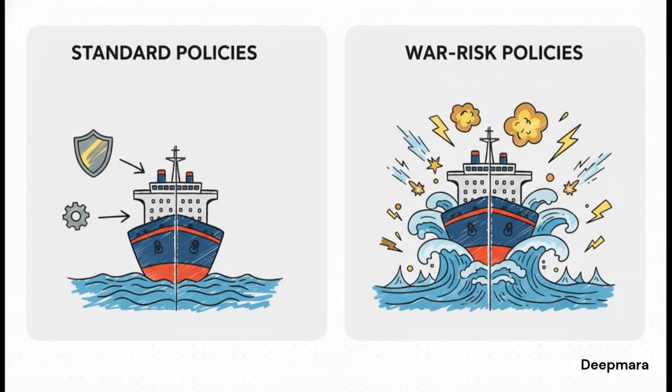And this is really the key point. Your standard policies that cover a vessel's physical structure, so its hull and machinery, and its third-party liabilities, well, they simply don't cover acts of war. And that distinction is what creates the need for a completely separate war risk policy for any vessel that's going to operate in or even just pass through a designated high-risk area.